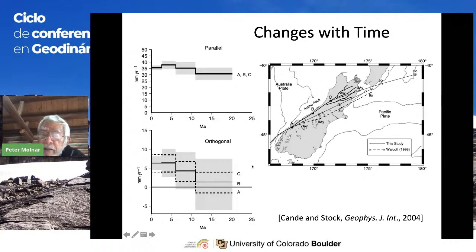Now today, I'm going to start by focusing on the strike slip part. If I run out of time, I have material on the convergent part, and I'll put that in a later lecture, but maybe I can get through all of this.